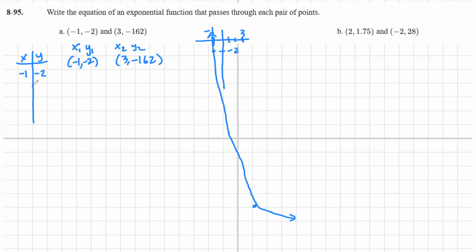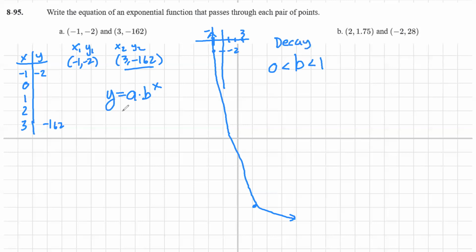-1, -2. I don't know the 0 term. I don't know the first. I don't know the second term. I do know the third term is -162. This function is decreasing because it's going lower and lower and lower, okay? So that tells me something about my b value. What do I know about b since it's getting smaller and smaller? B has to be less than 1, but greater than 0. That's how you get a decay problem, right?